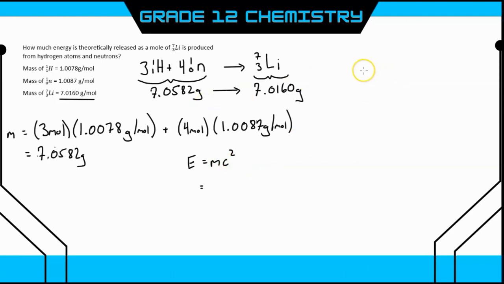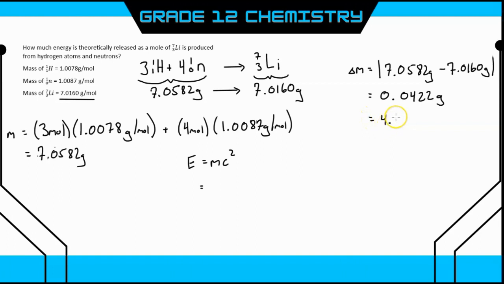So our mass that was lost, so delta M, mass lost, is going to be, let's find the difference between these. So we'll do absolute value because we don't care about a negative. So 7.0582 grams minus 7.0160 grams is about 0.0422 grams. And to figure out kilograms, divide that by 1,000. And we have 4.22 times 10 to the minus 5 kilograms.